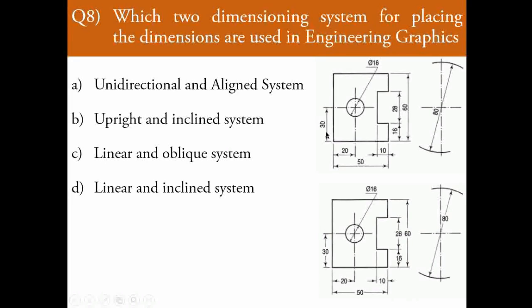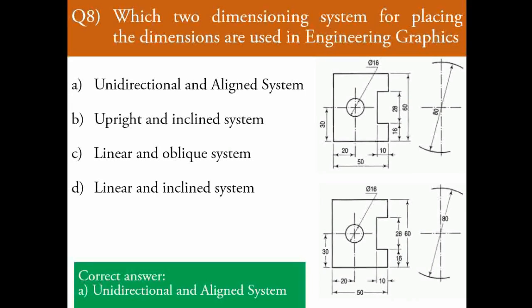The upper one, with the position of the 30 value, is tilted by 90 degrees in the anti-clockwise direction as compared to the horizontal one, and here both the horizontal and vertical dimensions are represented in the horizontal way. That's why the bottom diagram is indicating the unidirectional system. Means from one direction of the observer we are able to observe, or read, all the dimensions. This is the unidirectional and aligned system, and that is nothing but option first. The correct answer is option A, unidirectional and aligned system.